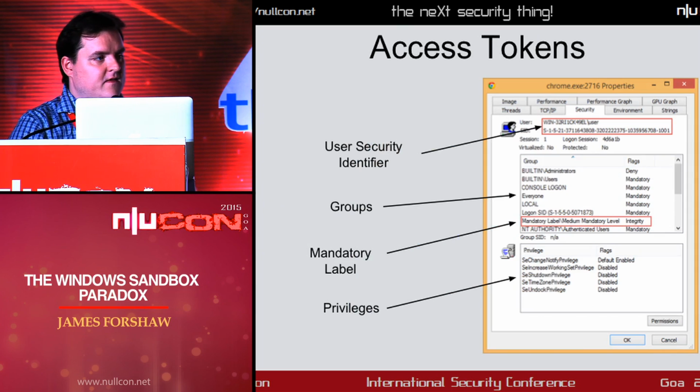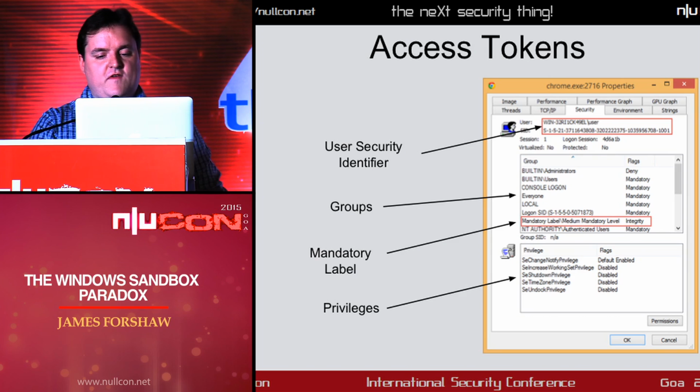Now, it's all very well having this security descriptor, but how do you identify what permissions that person can get? In Windows, this is done using the access token. Every process running on the system has its own access token associated with it. This has things like the current user identifier, which in this case is a security identifier, this long string of numbers. It's kind of like the user ID on Unix, but it's a lot more complicated.